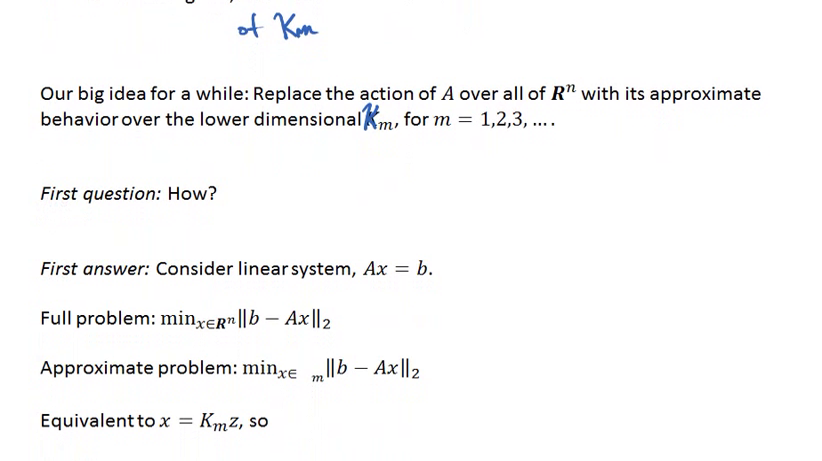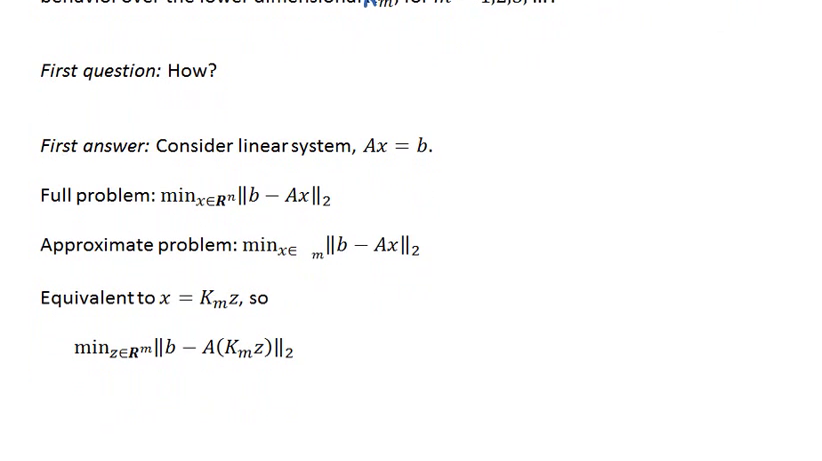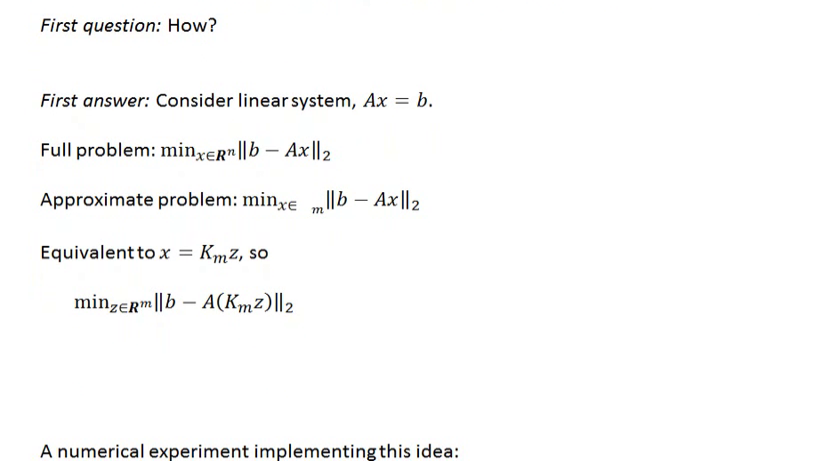So there's a number of questions that we're going to have to ask about what this big idea means. Why is it a good idea? How does it work in practice? But the first question we really have to ask is, how do we do this? What does it even mean to replace the action of A over a whole space with its action over a smaller space? And really, it's up to us to decide how to do that and then see if something useful comes out of the idea. So here's our very first answer, which turns out to be not the right answer, but it will take us to the right answer eventually.